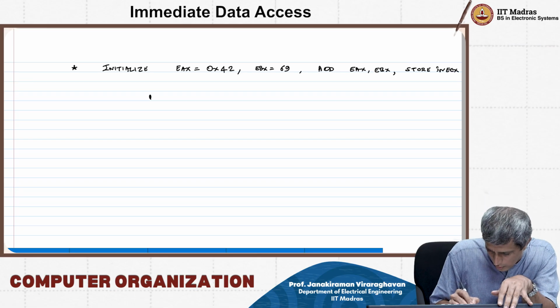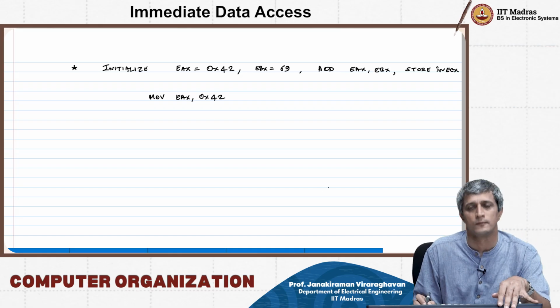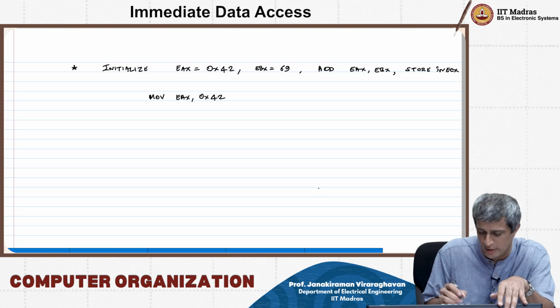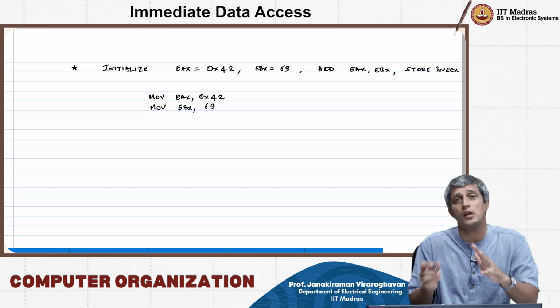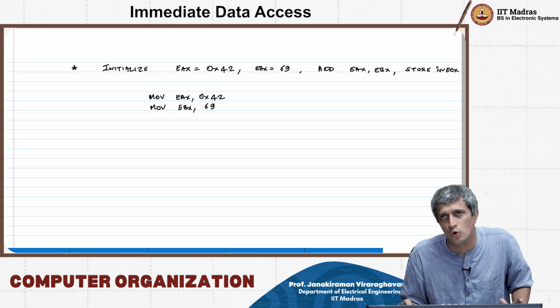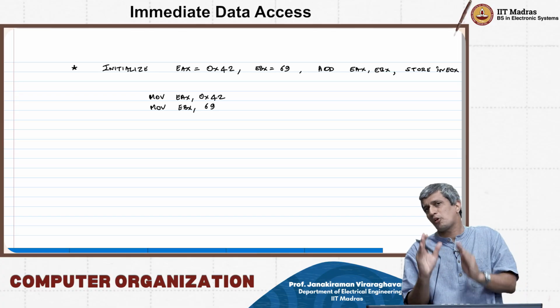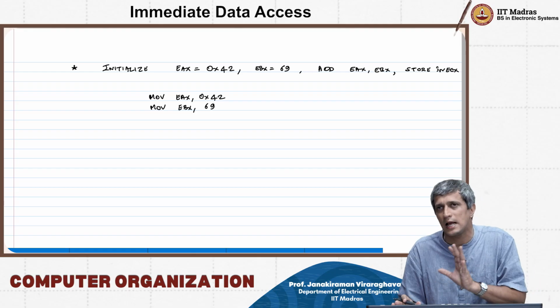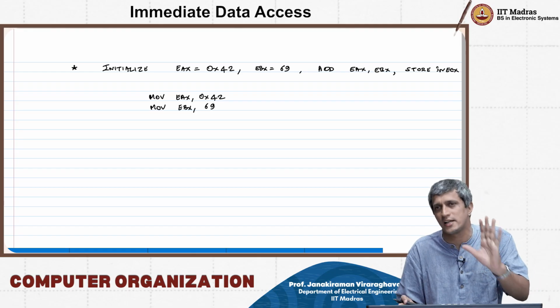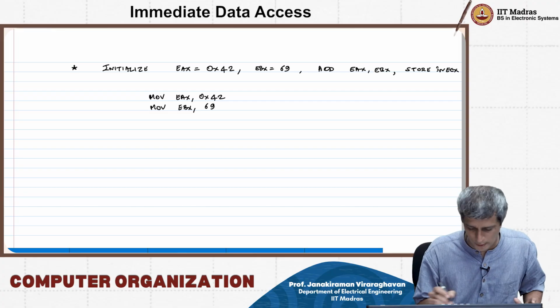So what would I do? I would say first move EAX comma 0x42. This is a register immediate access. Then I am going to say move EBX comma 69. Remember, if you don't put the 0x, the number will get interpreted as a base 10 number. If you put the 0x, it will get interpreted as a hexadecimal number. So you could do it in either way.